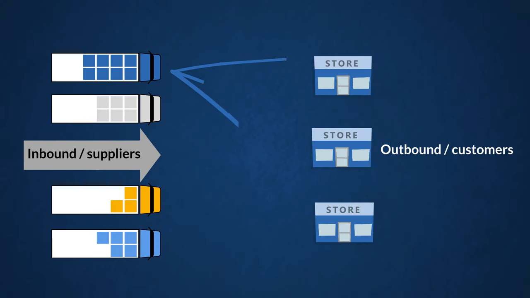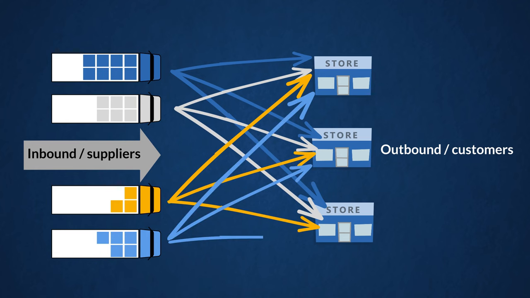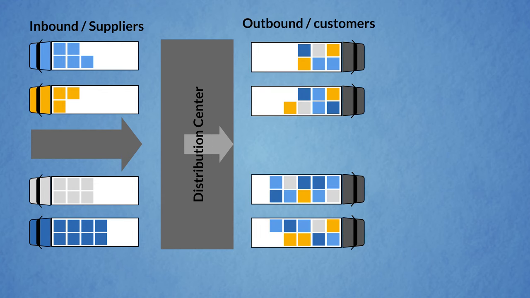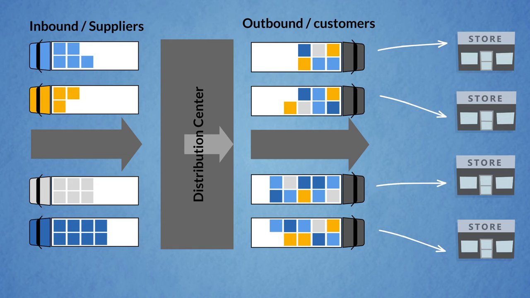Instead of having multiple suppliers delivering to multiple stores or customers, you have suppliers delivering to a cross-docking distribution center where items are grouped together based on outbound shipping location. The orders are then loaded onto outbound trucks as a consolidated batch, usually containing items from many suppliers, and delivered to retail stores or customers.